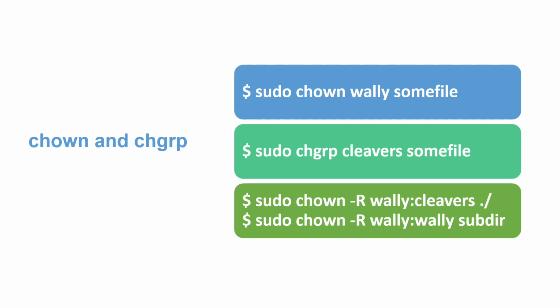Change both at the same time. You do sudo chown Wally:covers somefile, where you separate the owner and the group with a colon or period. Use the -R option for recursive. You do sudo chown -R Wally:covers, and sudo chown -R Wally subdir. The -R option ensures all files and directories underneath the argument have their ownership changed.